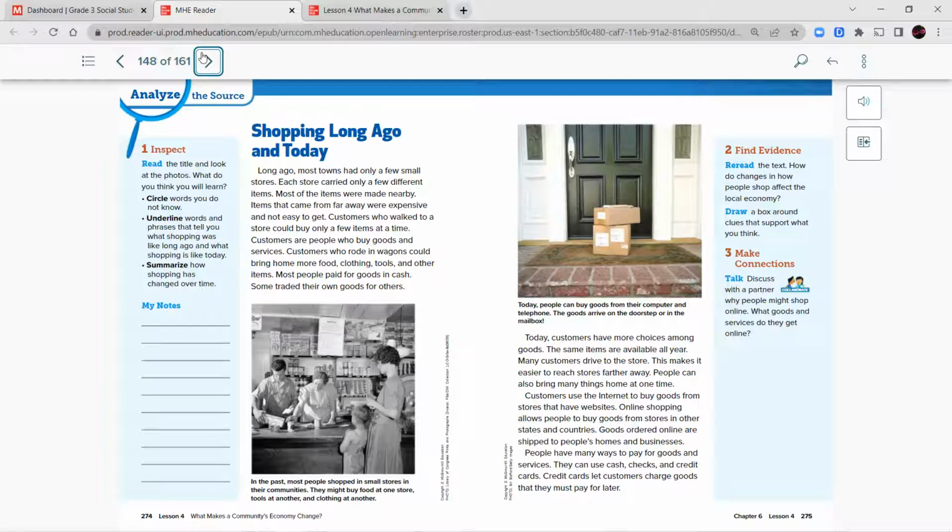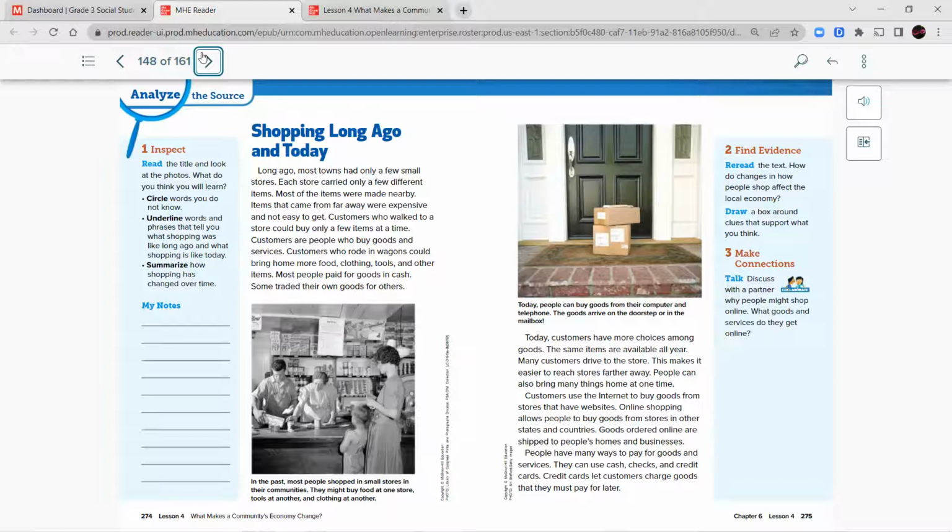Customers are people who buy goods and services. Customers who rode in wagons could bring home more food, clothing, tools, and other items. Most people paid for goods in cash. Some traded their own goods for others.